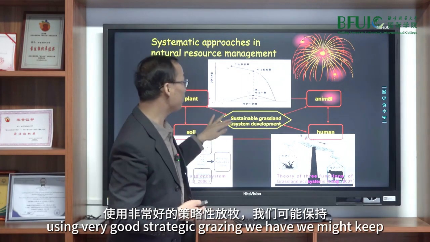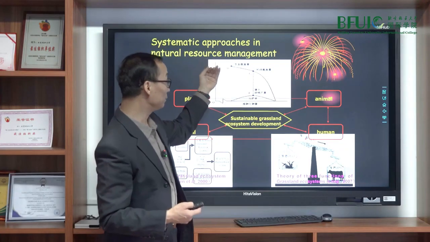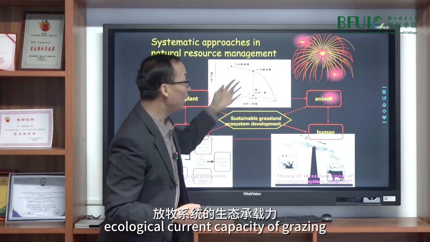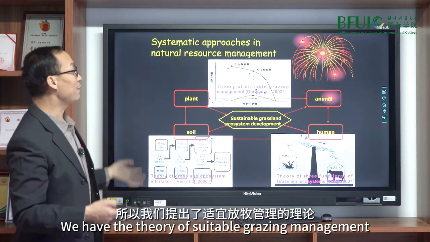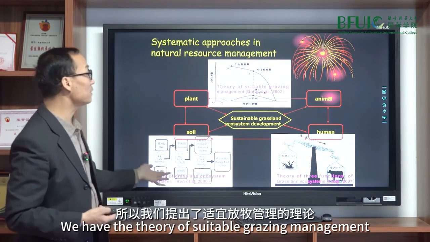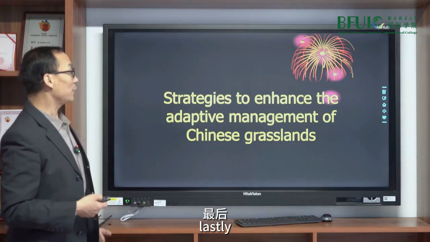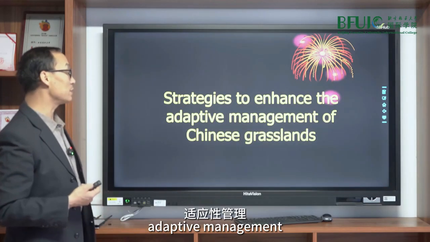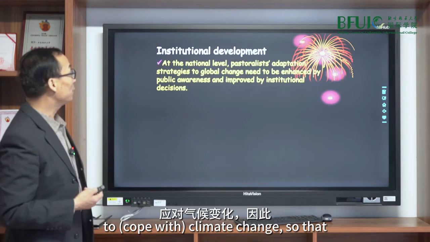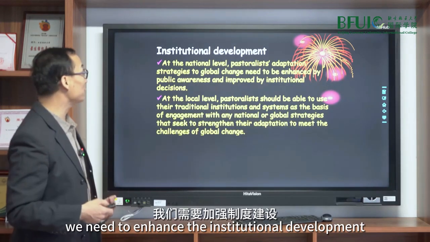We may keep the grassland healthy and maintain the ecological carrying capacity of grazing. So we have a series of suitable grazing management practices to keep the grassland healthy. And lastly, we also have some strategies to enhance adaptive management to climate change. So we need to enhance institutional development.